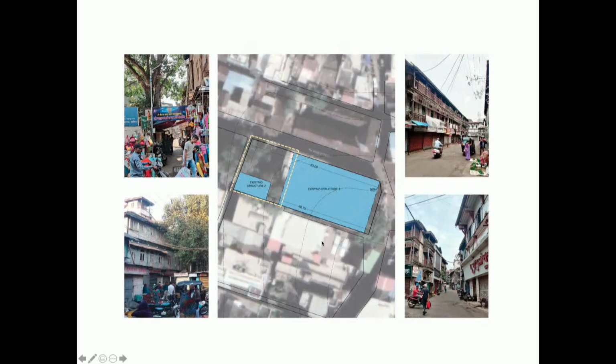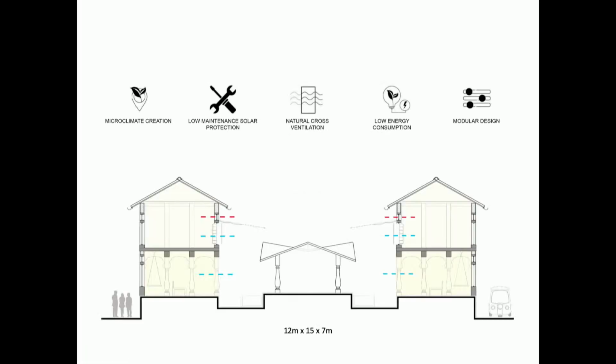My proposed extension will be on the backside of the building and on the third floor over here. For the dissertation, I've focused more on this courtyard performance and the project performance. The sustainable strategies which I am applying are microclimate creation, low maintenance solar protection, natural cross ventilation, low energy consumption, and modular design.